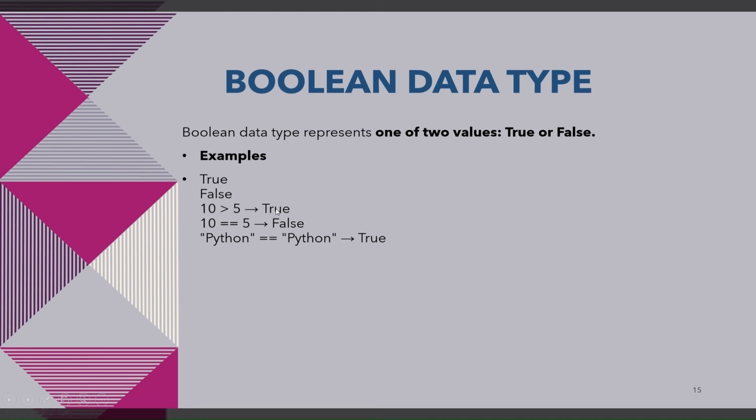10 equal to 5 is false because 10 is not equal to 5. So this is also a Boolean answer. And next we are comparing Python equal to Python. As I said earlier, equal to is represented by double equal to in Python. So the answer for this is true. These are the Boolean data types in Python. And one more thing for this would be true is represented as 1 and false is represented as 0.